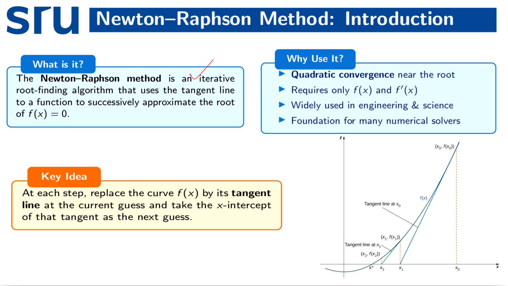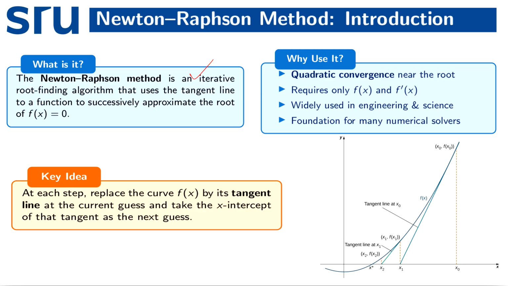Now, instead of following the curve, you follow the tangent line and see where it cuts the x-axis. That point becomes the new or next approximation. In the figure it is x1.